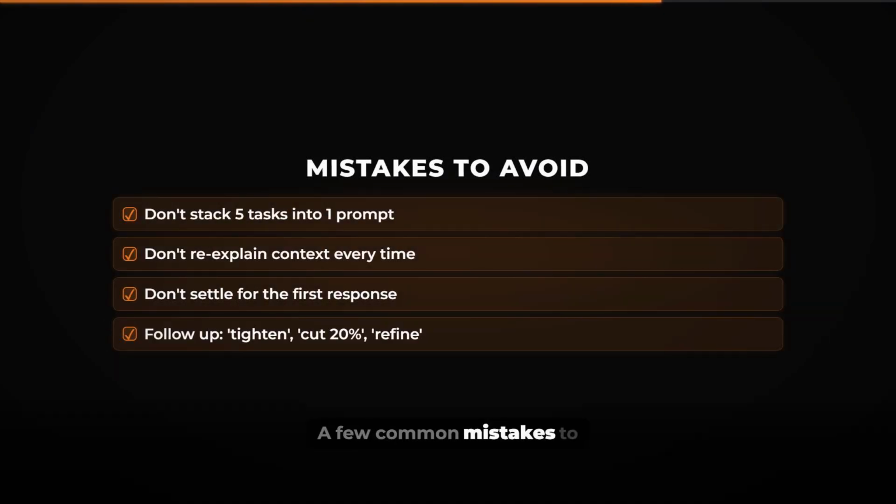A few common mistakes to avoid. Do not stack too many tasks into one prompt. 1 task per prompt gets the best results. If you have 5 tasks, write 5 prompts. Do not prompt for everything from scratch every time. Use your custom instructions and projects to avoid repeating context, and do not settle for the first response. Follow up with "refine this" or "tighten the tone" or "cut by 20%." The real magic of Claude is in the back and forth, not the first reply.